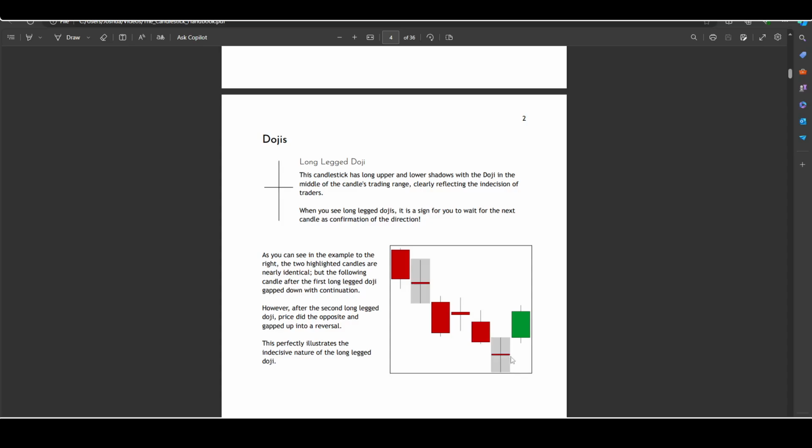So you can see here, we ended up getting a bullish kicker, ended up having a very positive day, even moving past this little gap here, going past this day, almost makes it to the high of that candle. This perfectly illustrates the indecisive nature of the long-legged doji, and you'll see plenty of these.